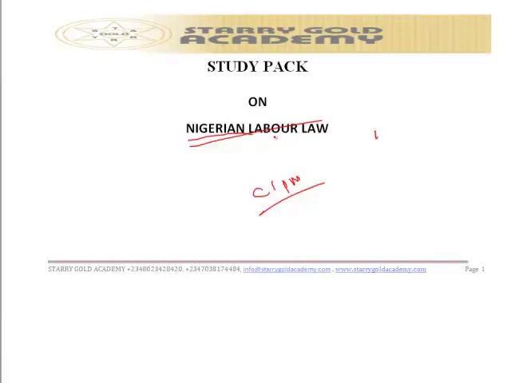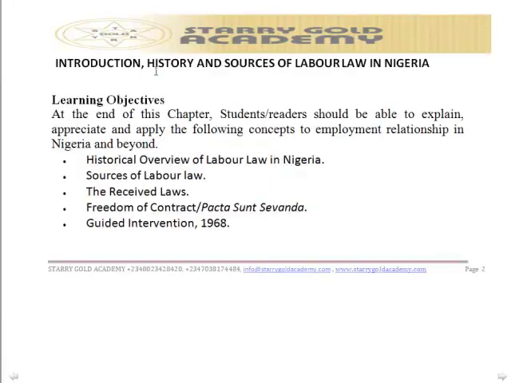What I mean by this session is, under this Nigerian Labor Law, we are going to look at 10 different chapters. But without wasting much of our time, we start with the history and the sources of Nigerian labor law. And under this heading, our learning objectives are as follows. At the end of this chapter, our reader or listener is supposed to be able to explain, appropriate and apply the following concepts to employment relations in Nigeria and beyond.